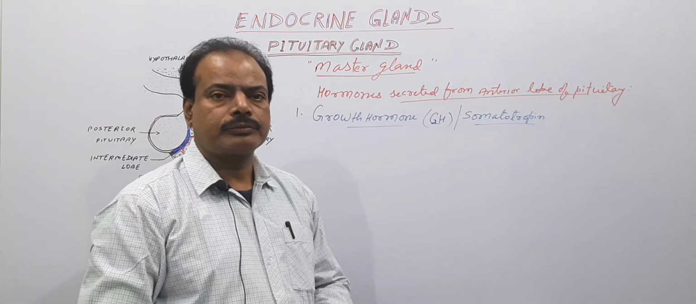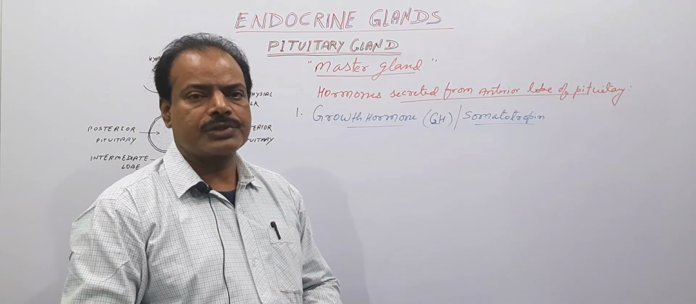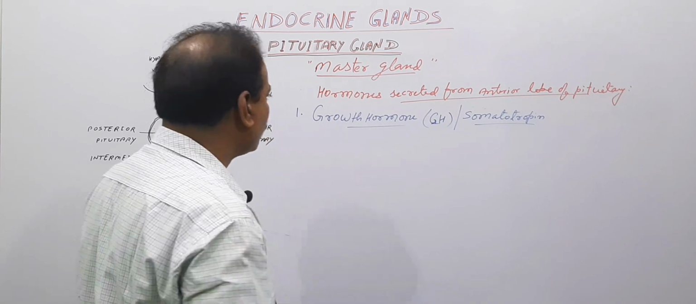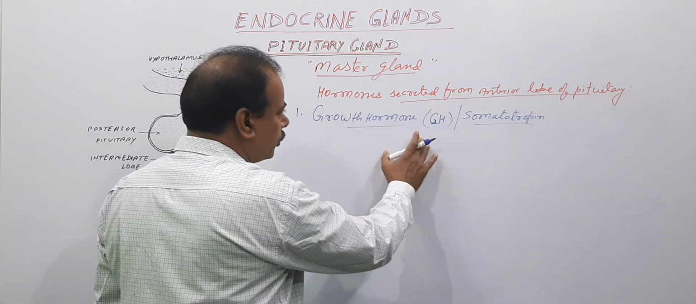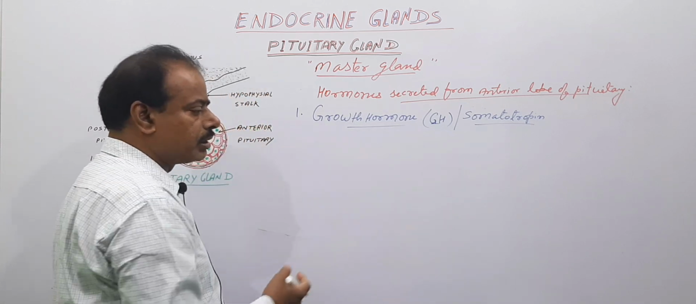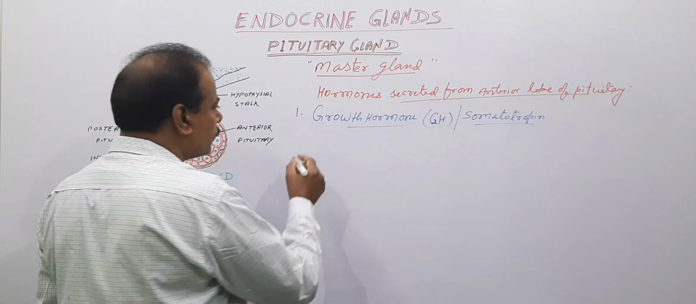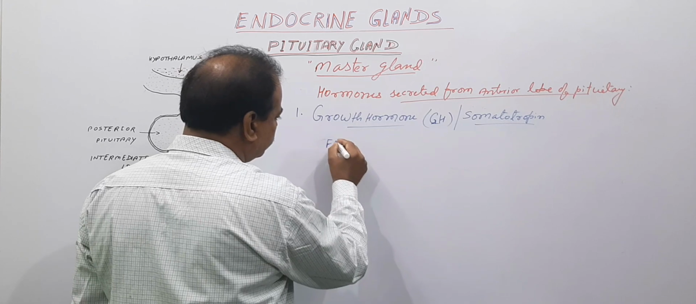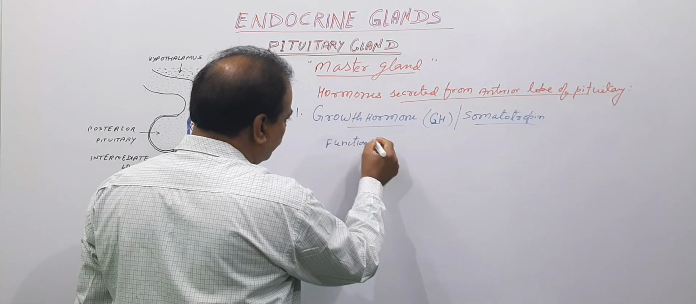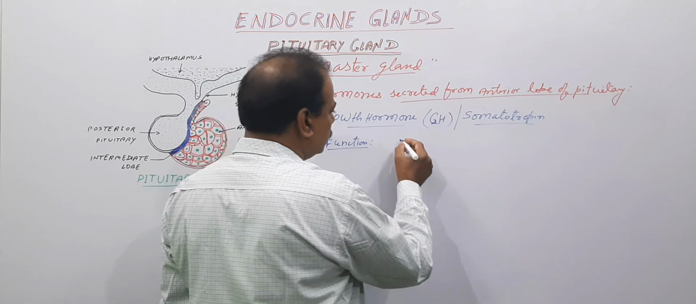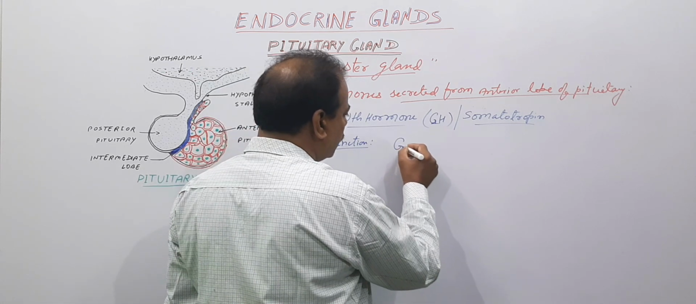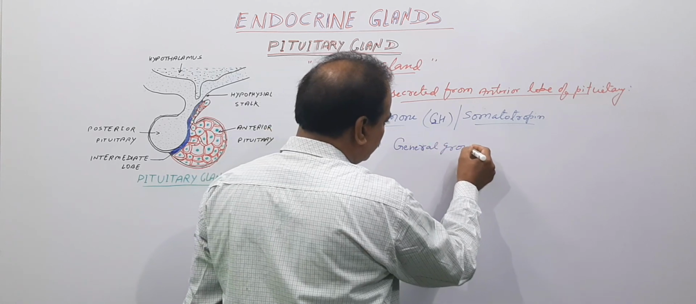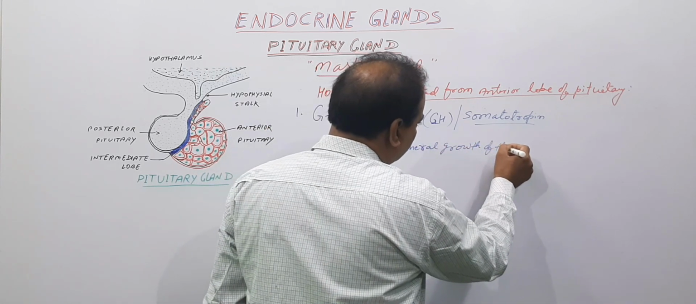They stimulate the physiology and formation of a number of cells so that general growth of the body can take place. So it stimulates growth of the body by stimulating body cells. So the function, at first, of growth hormone: general growth of the body.